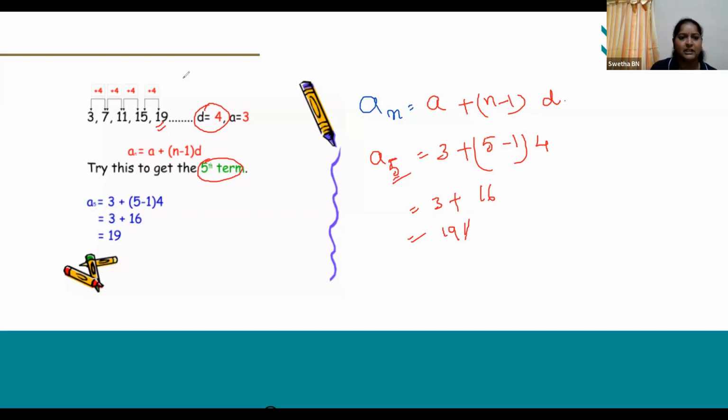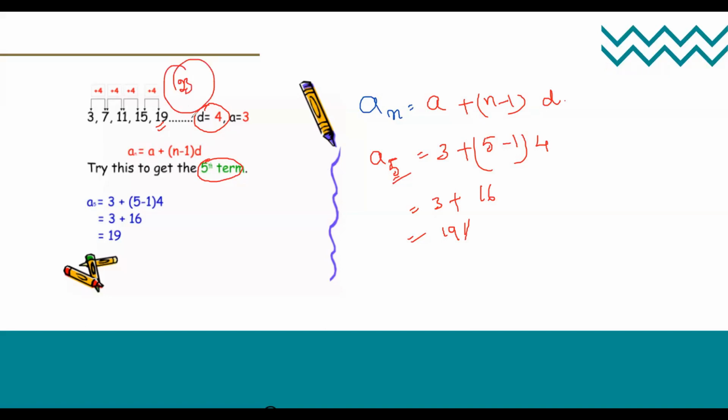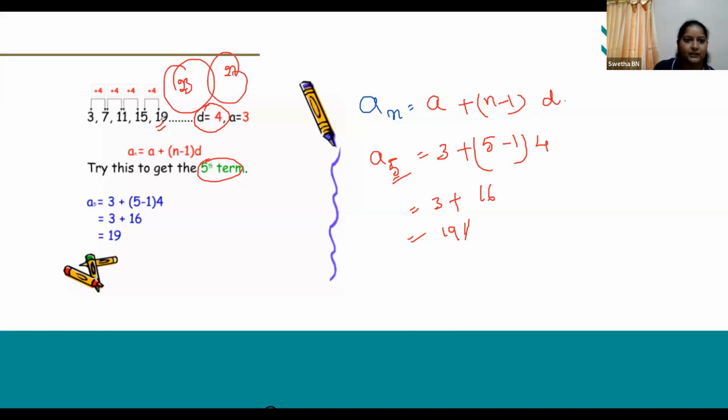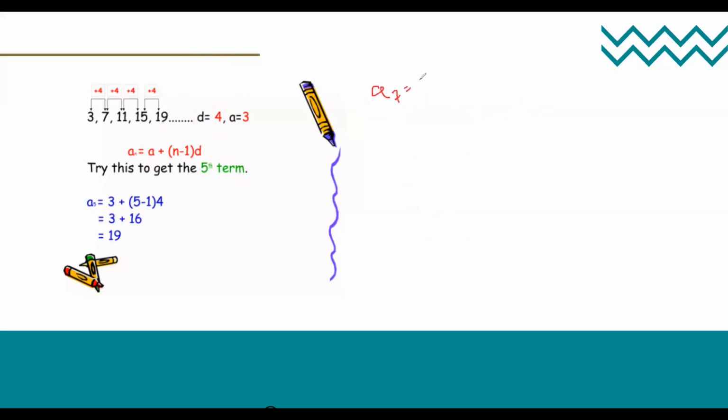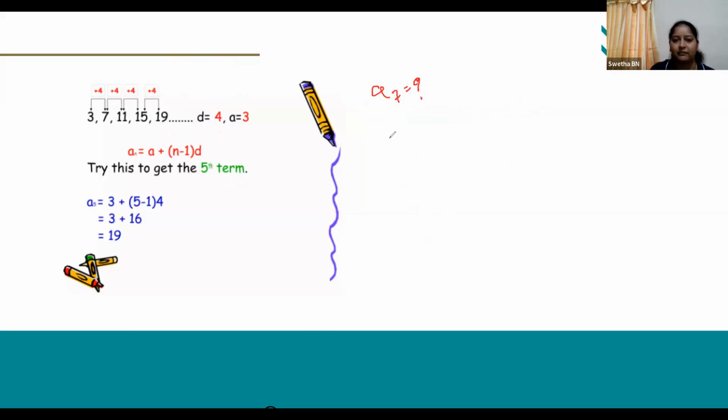You said the next number is 23, no? Yes, ma'am, 23. So what about the next number? 27. Okay, this is the 7th term. Let us find the 7th term. By using the formula, we can find the terms.